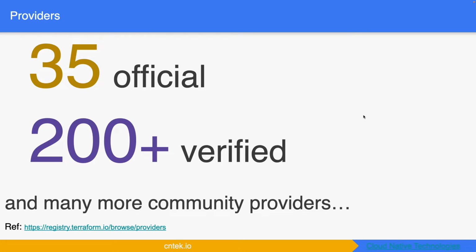At the time of writing this slide, as per the Terraform website, there are almost 35 official Terraform providers and more than 200 verified providers available for Terraform. In addition, there are a number of providers written by community members that are also available to use. For a full list, please check registry.terraform.io/browse/providers. That's where you can find all the providers available within the Terraform ecosystem, and there is a filter to see what's an official provider, what's a verified provider, or what's a community member provider.